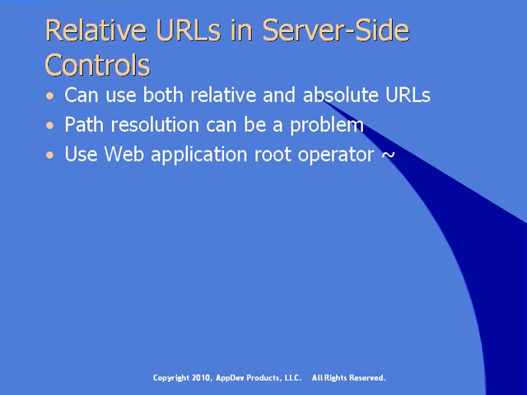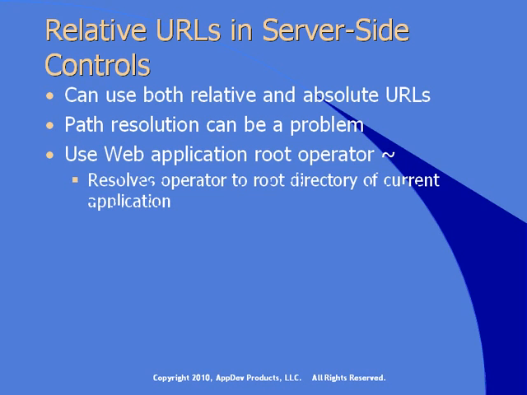What you can do within a server-side control is use what's called a web application root operator, which is a tilde, a little squiggle. At runtime, ASP.NET resolves this operator to the root directory of the current application. So it gets rid of all those side effects of having a server-side control that is developed in a different directory from where it's actually used in the container control.